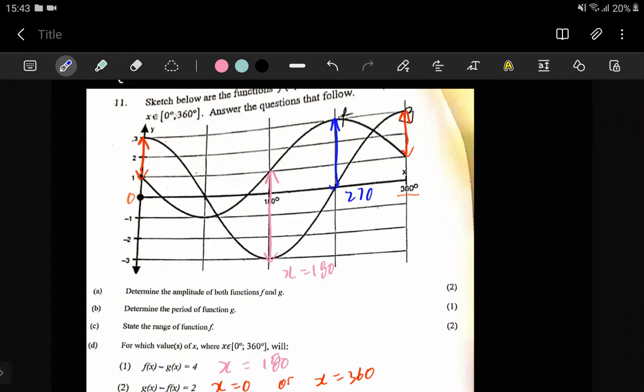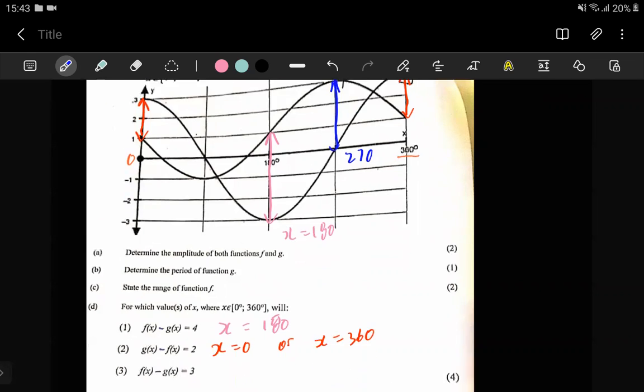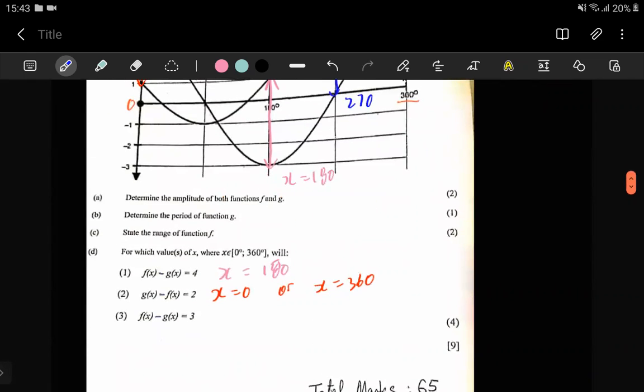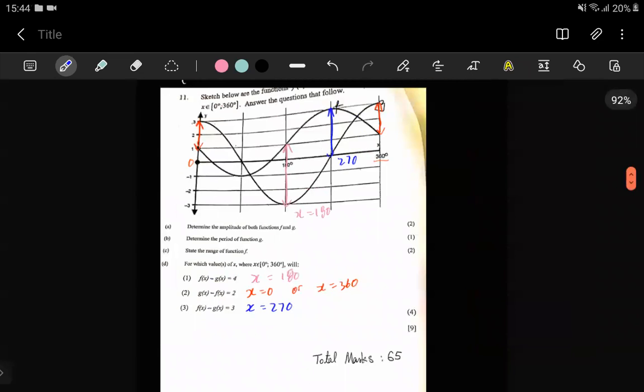Oh yeah, I forgot to give the answer. X is equal to 270. There we go. And then what would be next? Yeah, from here, that's that for those questions there.